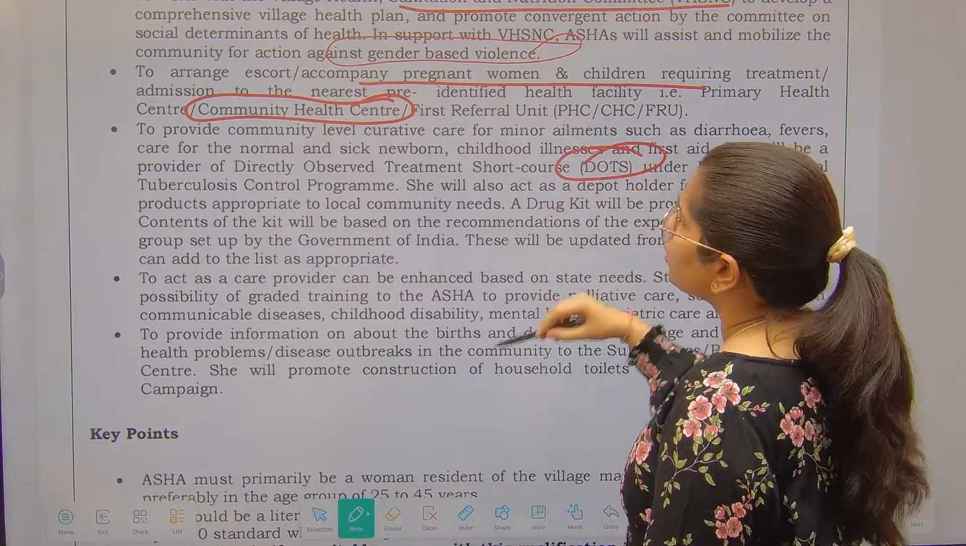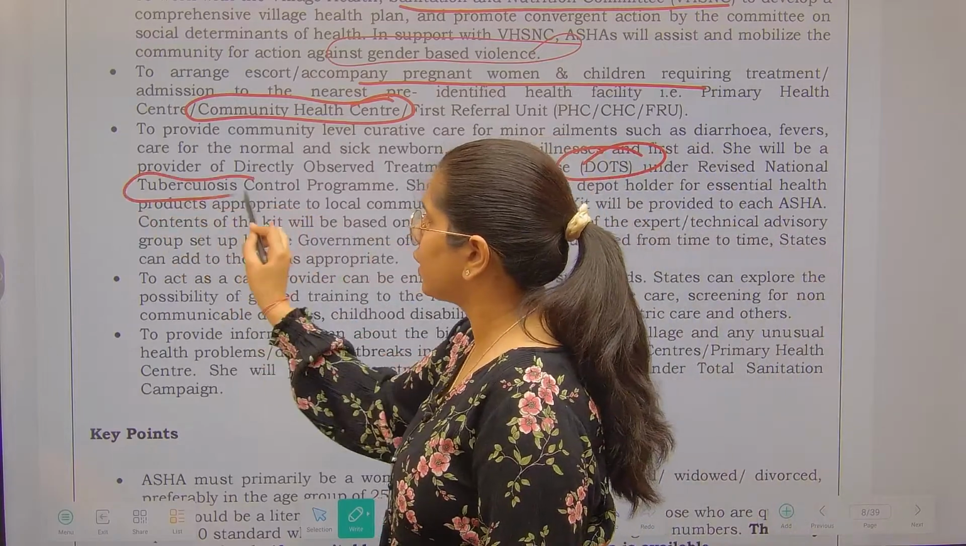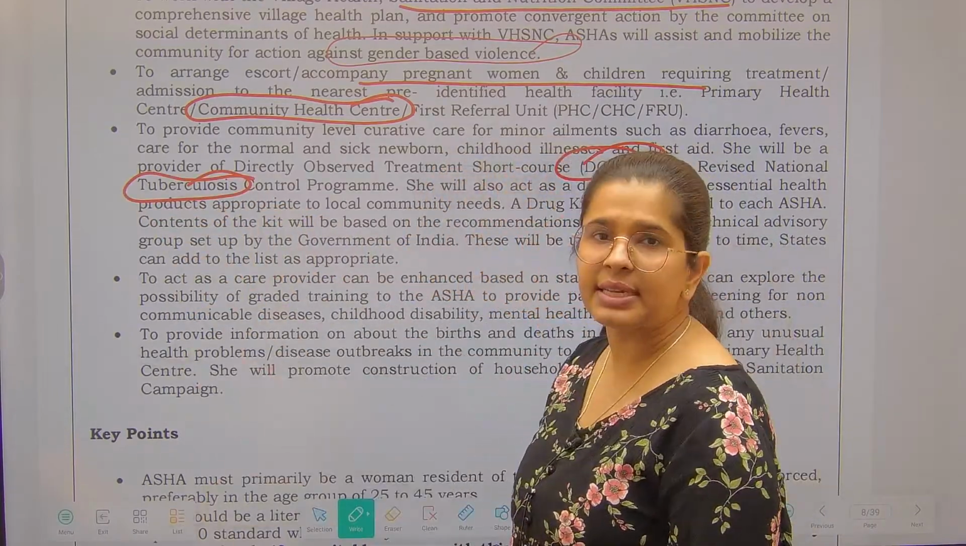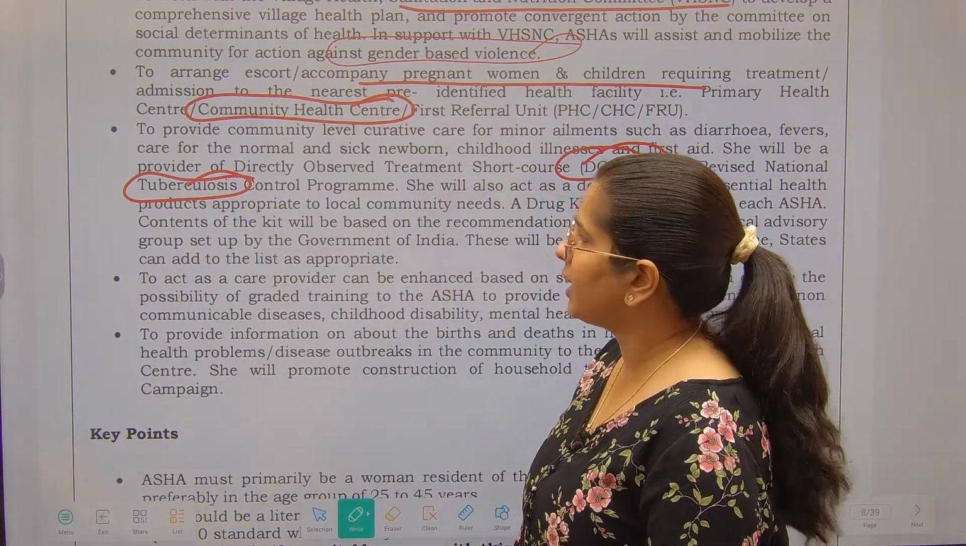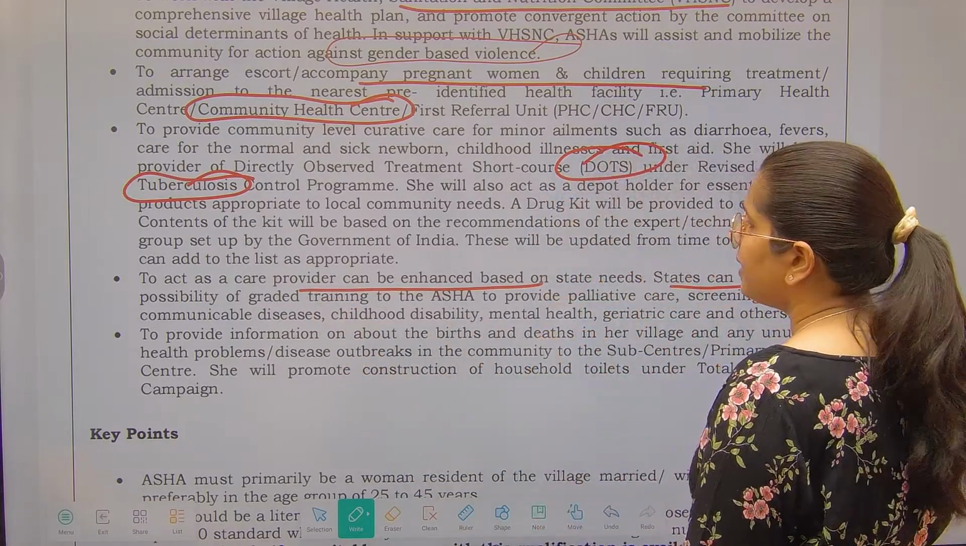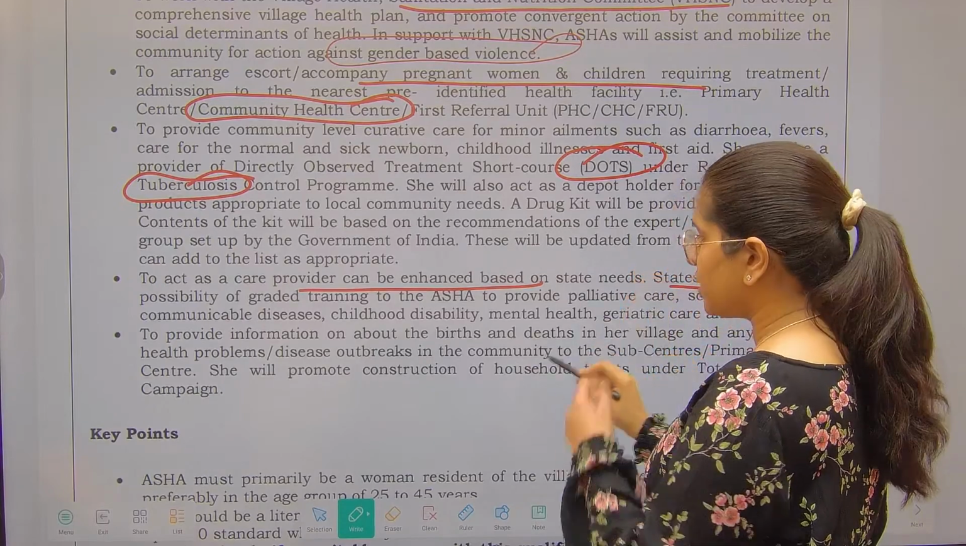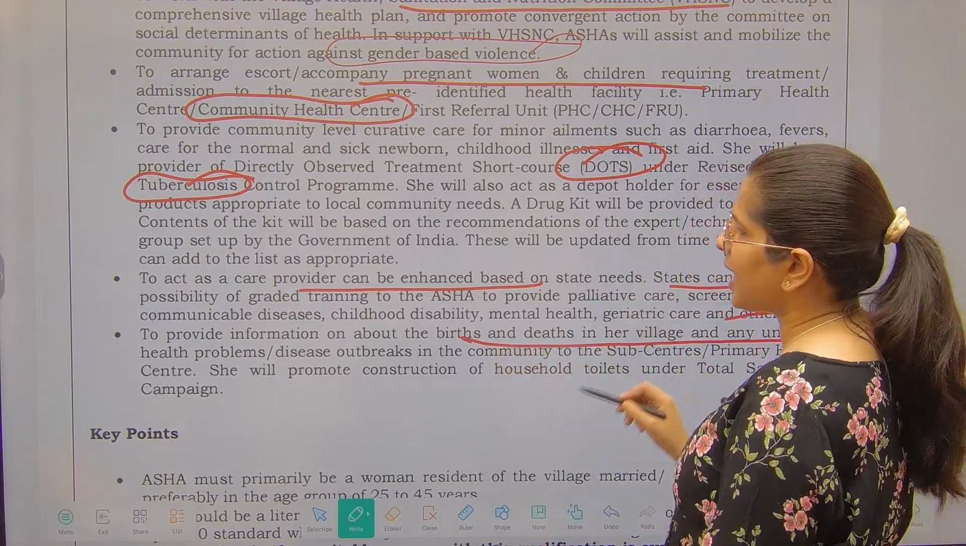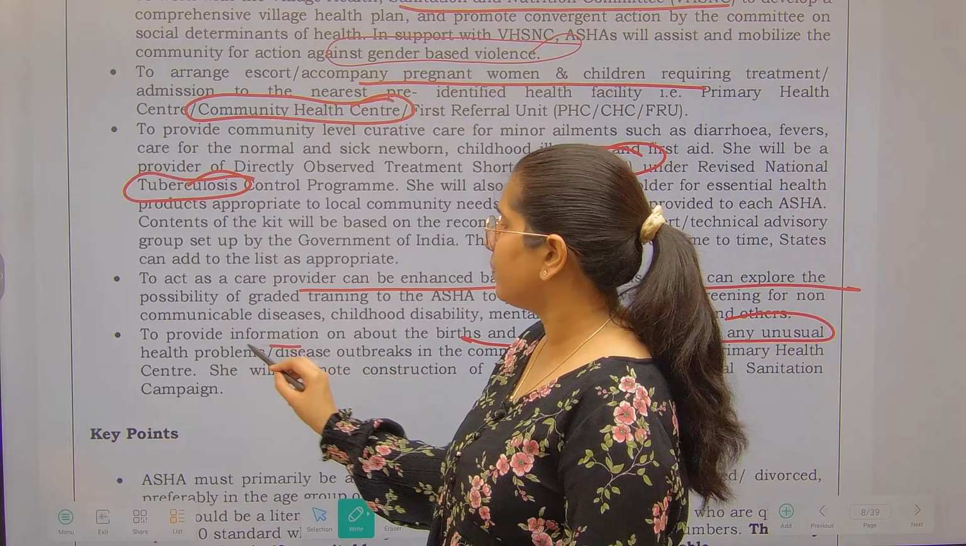Then, this is a DOTS course where you want to prevent the tuberculosis. So any kind of assistance regarding that is also being provided by the ASHA. To act as a care provider can be enhanced on state needs to provide information about birth and deaths in our villages as well as any unusual health problem.